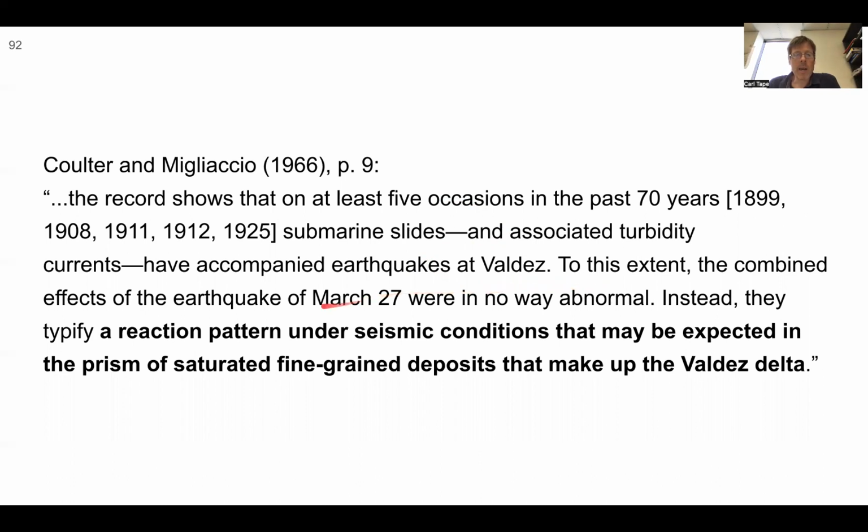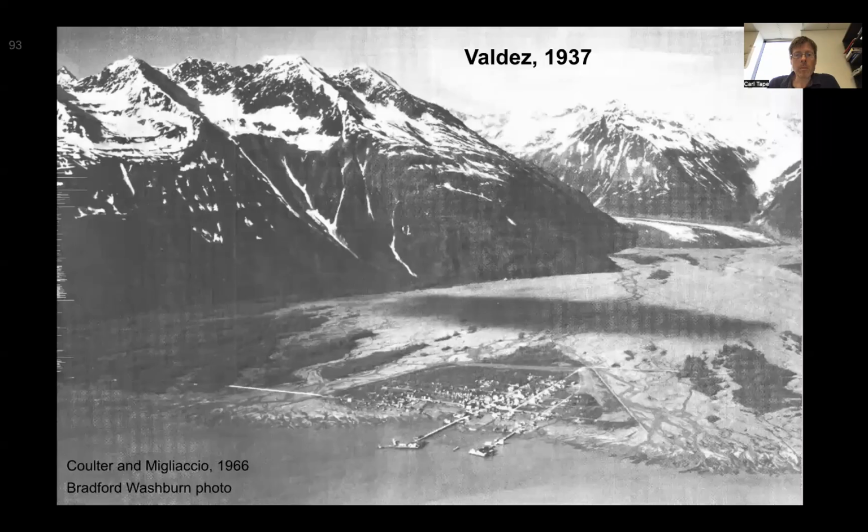Instead, they typify a reaction pattern under seismic conditions that may be expected in the prism of saturated fine-grained deposits that make up the Valdez Delta. So this is now getting at the nature of all this sediment that's being shed out into Resurrection Bay by this river delta, contributing to the conditions that cause so many of these submarine slides, but the biggest and most devastating one occurring in 1964.